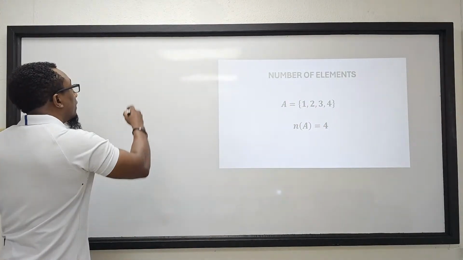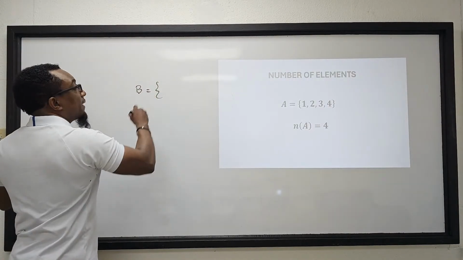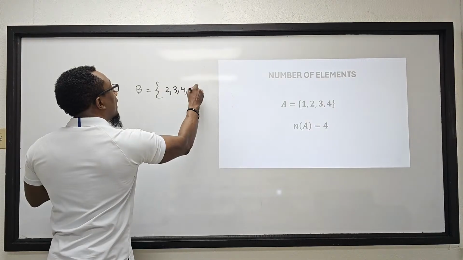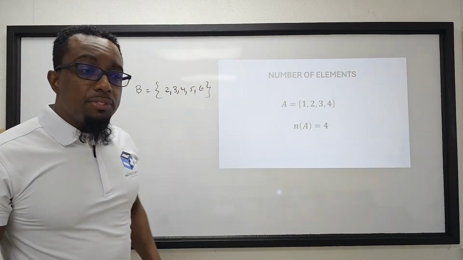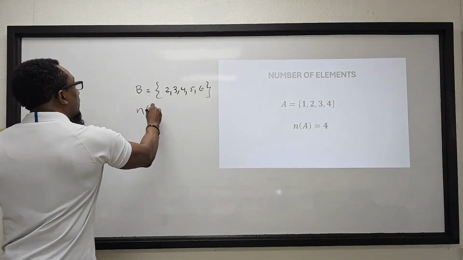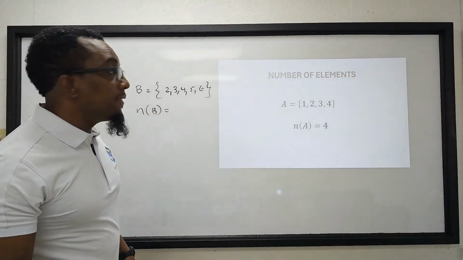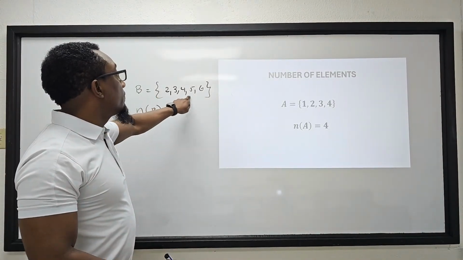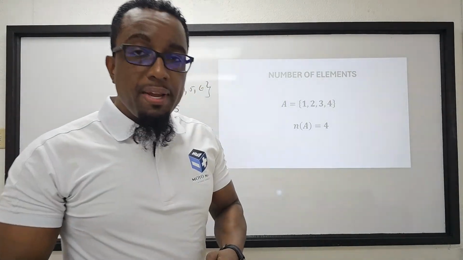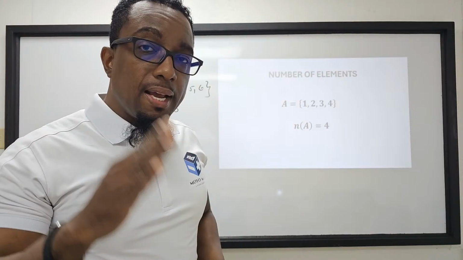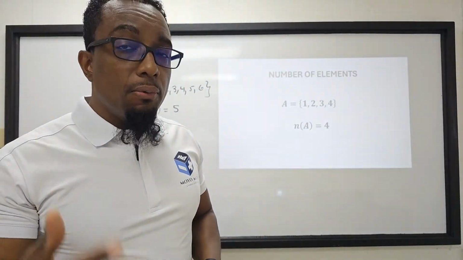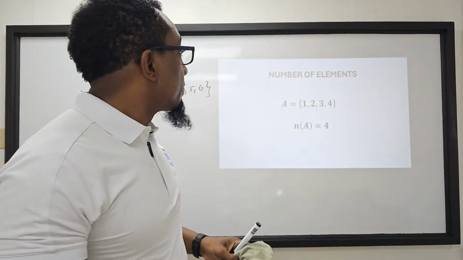So if I have a set B, and the elements are, say, 2, 3, 4, 5, 6, and I need to determine the number of elements in set B, I will simply write n(B) in brackets, and the number of elements I have here are 1, 2, 3, 4, 5 elements. So when we are asked the number of elements, we always utilize n. Of course, you put the name of the set in brackets and you count how many elements there are. Alright?